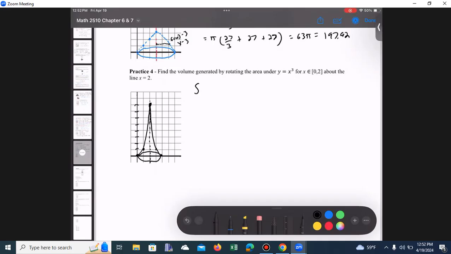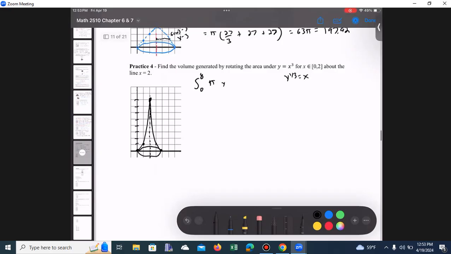Again, we'll do this with y's. So we'll go from 0 to 8, all the way up to 8. Pi, and then this is going to be the cube root of y equals x. We are at (y to the 1/3) squared dy.